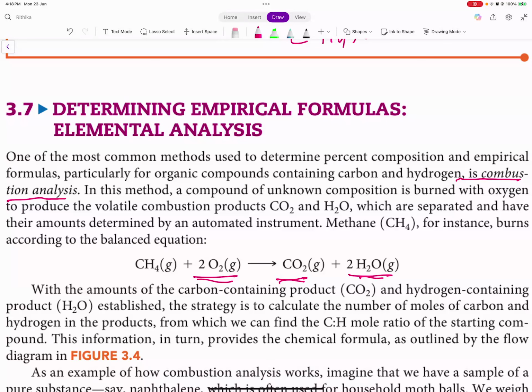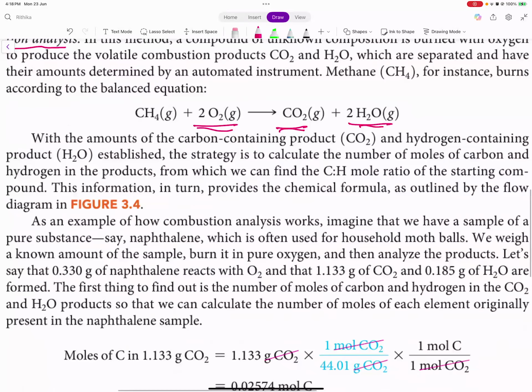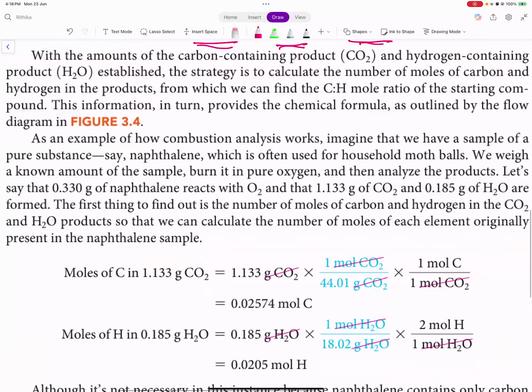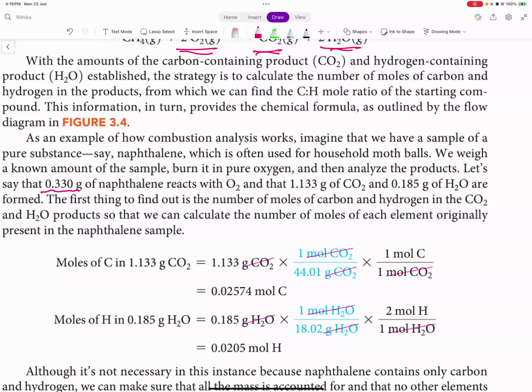So after we have got CO2 and H2O, they will give you how much of this is formed. Let us take this example in which we have burned 0.330 gram of naphthalene. It reacts with O2 and we get 1.133 gram CO2 and 0.185 gram H2O, right? Now in order to calculate the empirical formula, I must know the moles of carbon and hydrogen, right?